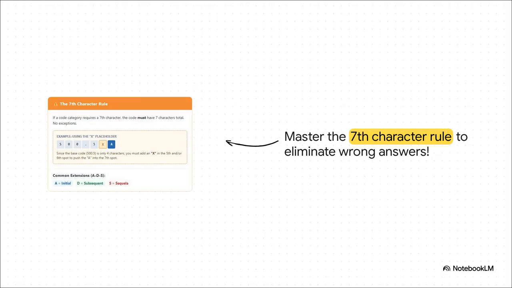All right, let's pivot from theory to exam execution. The 7th character rule is basically your best friend for eliminating wrong answers fast. On your exam, especially with injuries, you'll see options ending in A for initial encounter, D for subsequent encounter, and S for sequela. If a scenario says a patient is returning for routine healing, you immediately hunt for the D for subsequent encounter. Cross off A or S, and boom, you've just eliminated 2 wrong answers in 5 seconds flat.